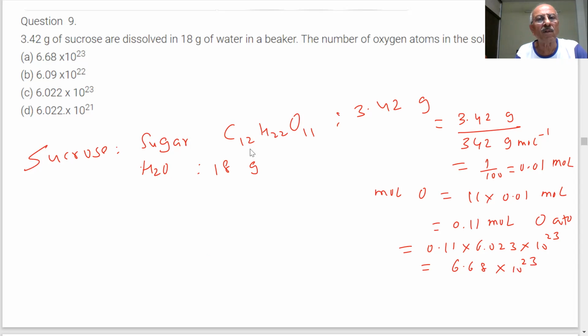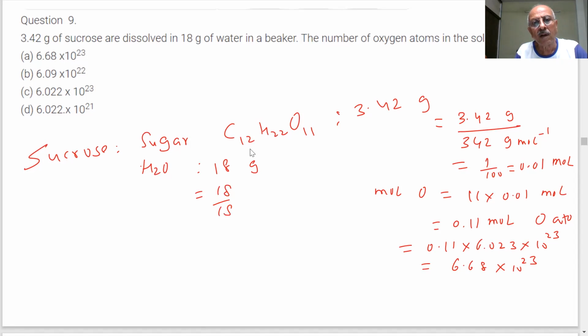You have water also. How much water is there? 18 grams. 1 mole of H2O. And 1 mole of H2O contains 1 mole of oxygen. It contains oxygen, which is how much?